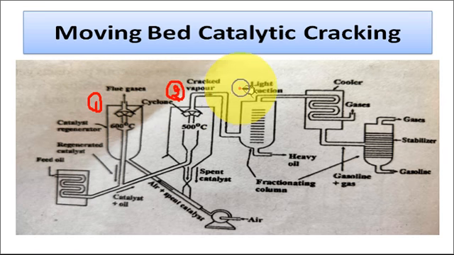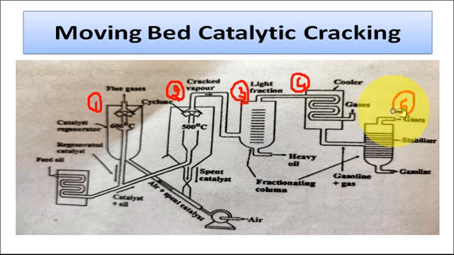The gasoline fraction is collected through the fractional distillation chamber. Gasoline is converted into liquid form in the cooler. And finally, in the stabilizer, the pure form of gasoline is collected. So first of all, through the preheater, heavy oil is preheated and converted into heavy oil vapors. These heavy oil vapors are passed through this pipeline to the reaction chamber.